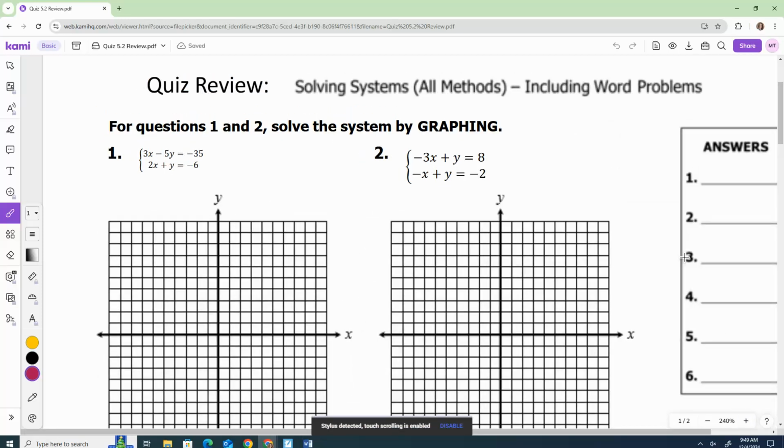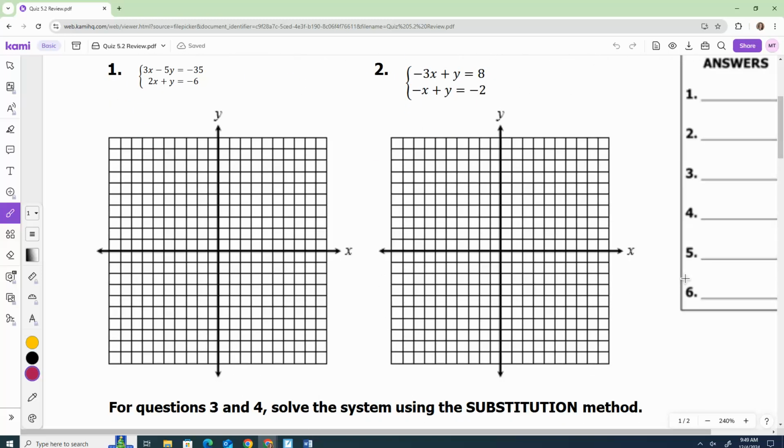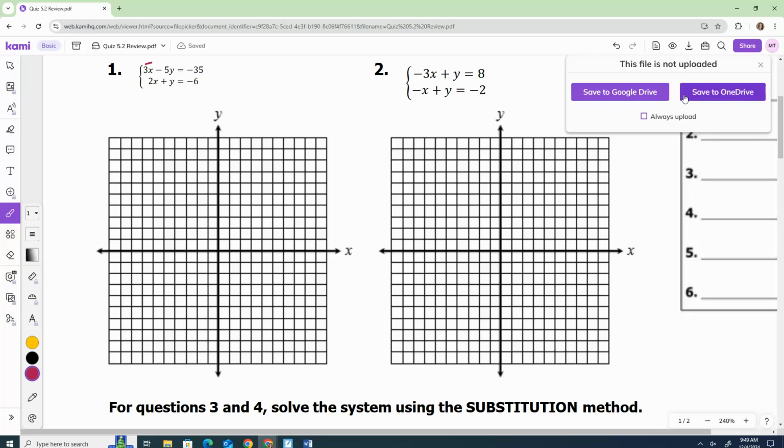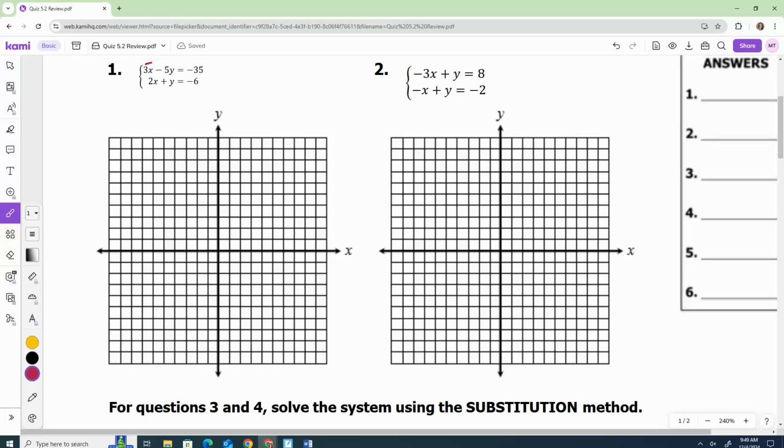If we want to solve by graphing, if you are going to graph a line, what form do we need it to be in? Y equals mx plus b. I apologize, there's not a ton of space on this handout. If you need another sheet of paper, you're welcome to grab one. I would have to get y by itself first. So in the first equation, I need to subtract my 3x. So I have negative 5y equals negative 3x minus 35.